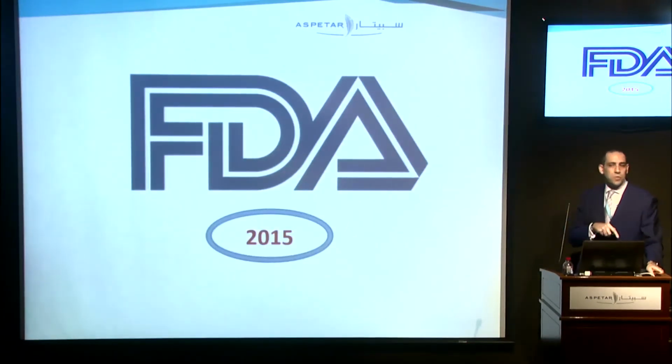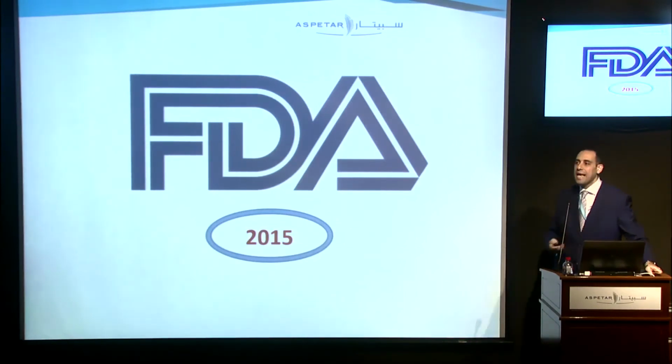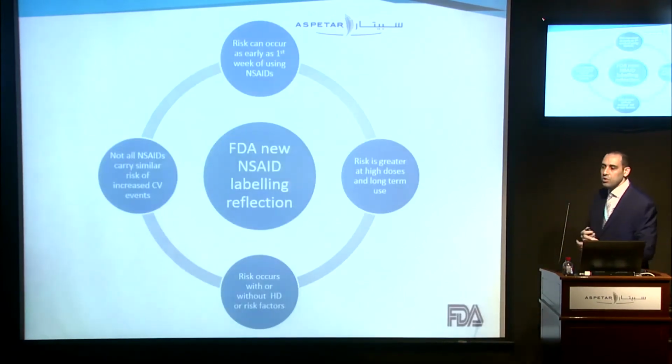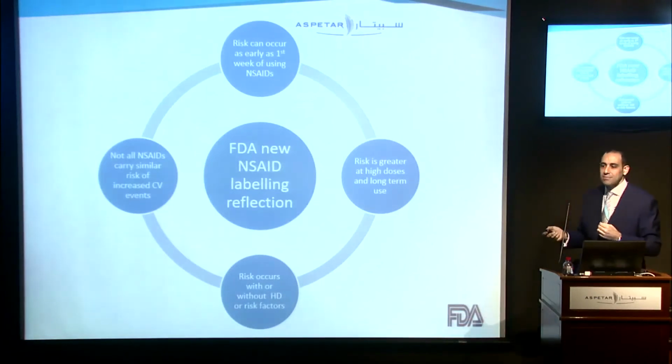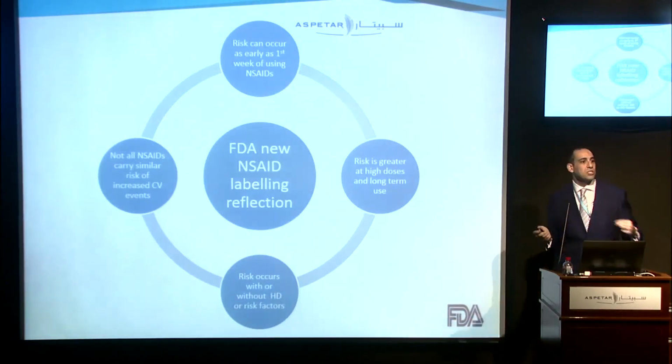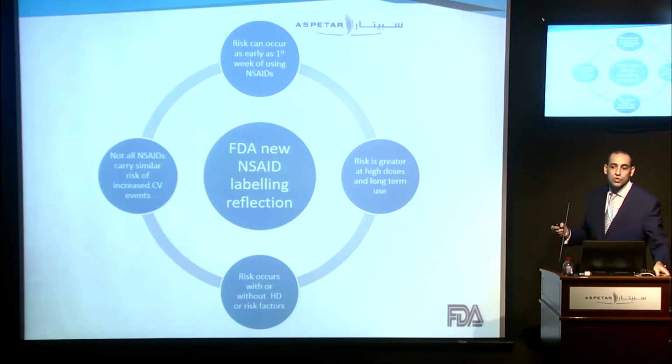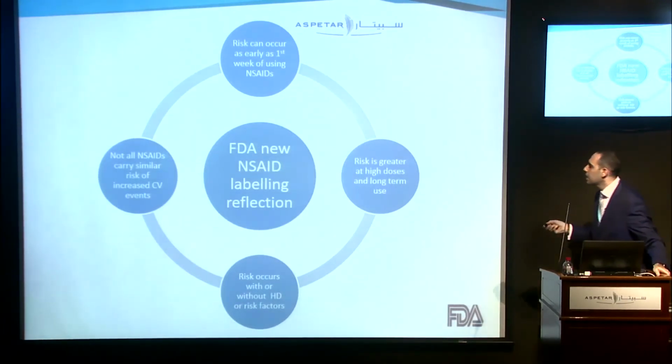Again, in the year 2015, the FDA issued another warning, requesting all manufacturers of NSAIDs to update their label again to reflect the following important 4 points. The risk can occur as early as the first week of using an NSAID. First week. And I think that's most probably related to the mechanism of action due to platelet aggregation. The risk is greater at high doses and long-term use.